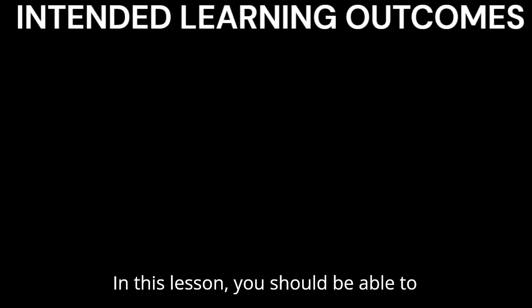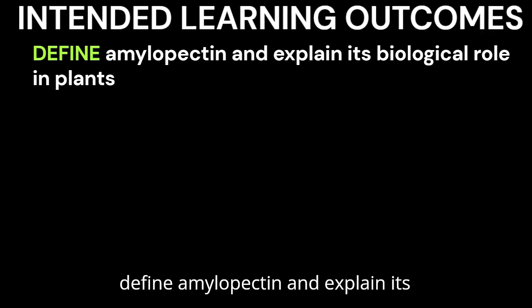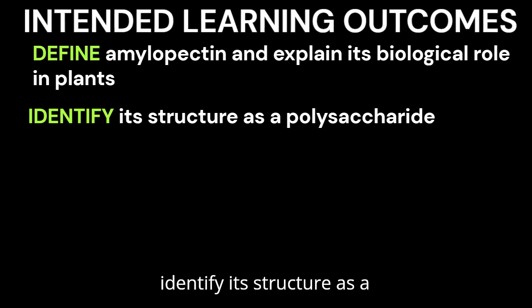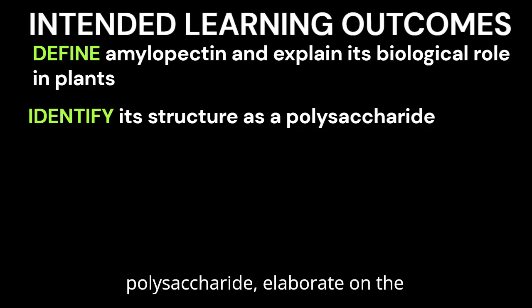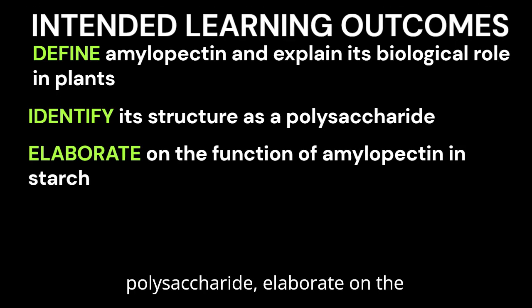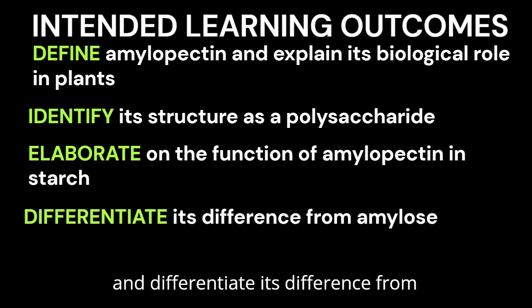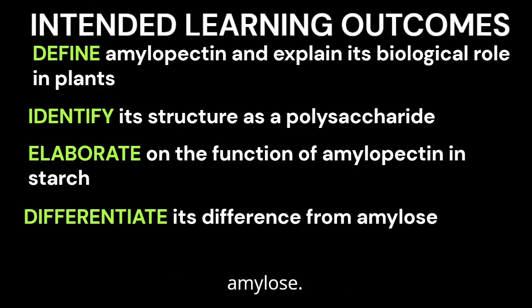In this lesson, you should be able to define amylopectin and explain its biological role in plants, identify its structure as a polysaccharide, elaborate on the functions of amylopectin in starch, and differentiate its difference from amylose.